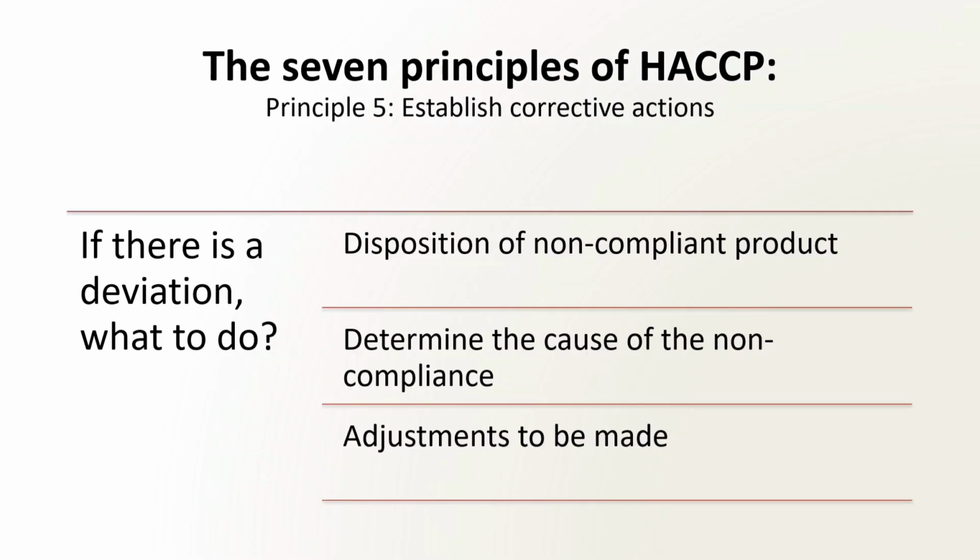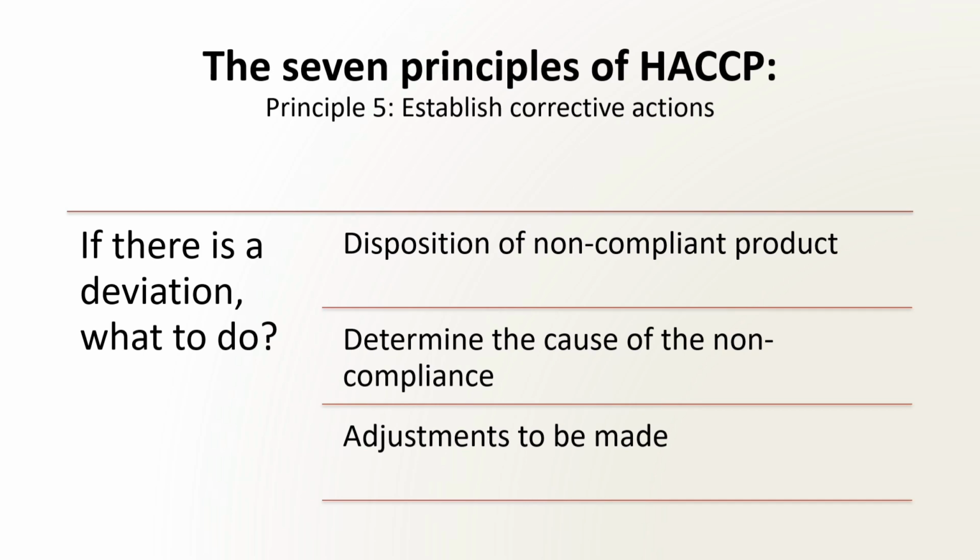Principle 5. Establish the corrective actions to be taken when monitoring indicates that a particular CCP is not under control. The HACCP system is designed to identify health hazards and to establish strategies to prevent, eliminate, or reduce their occurrence. However, deviations from established processes may occur. When there is a deviation from established critical limits, corrective actions are necessary. This will be identified ahead of time for each CCP.